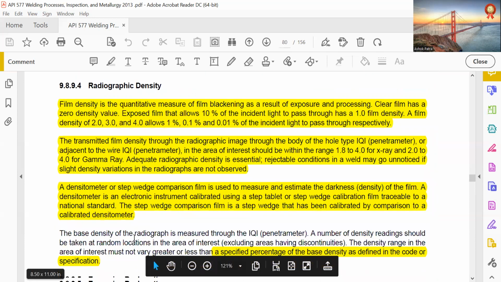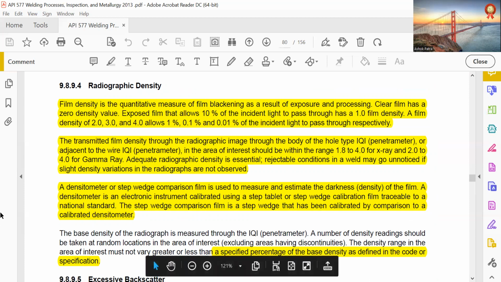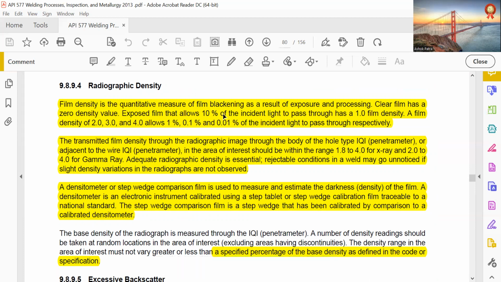Radiographic density. Film density is a quantitative measure of film blackening, a result of exposure and processing. Clear film has a zero density value. Exposed film that allows 10% of the incident light to pass through is film density 1. Film density 2, 3, 4 allows 1%, 0.1%, 0.01% of the incident light. So it is like 10%, 1%, 0.1%, 0.01%.